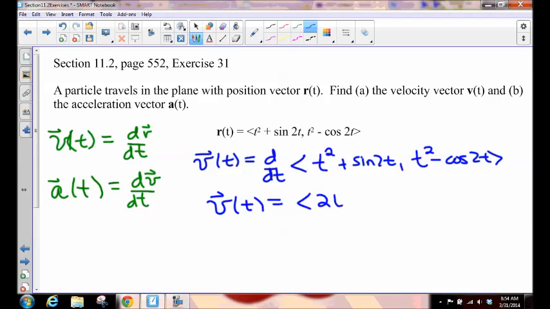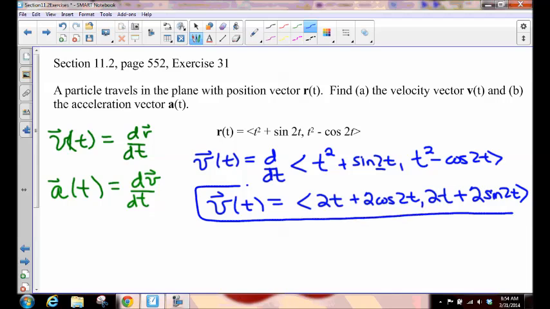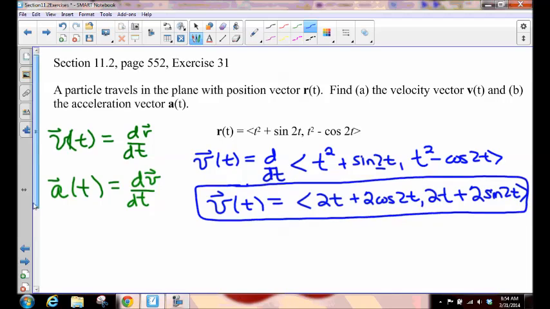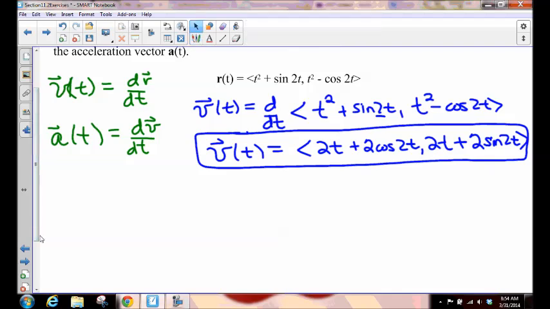So I'm going to have 2t plus 2 cosine 2t. Remember that we need to pick up this extra 2 when we use the chain rule. And then I'm going to have 2t plus 2 sine 2t. And that's going to give me my velocity vector. And my acceleration vector is just taking the derivative again.